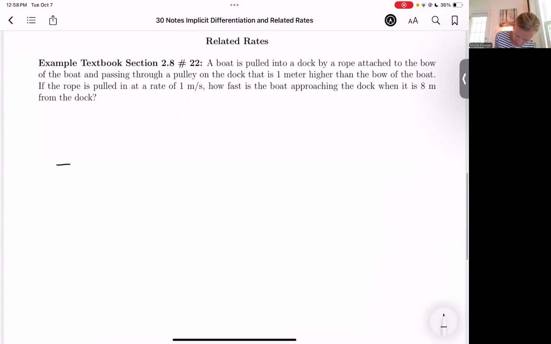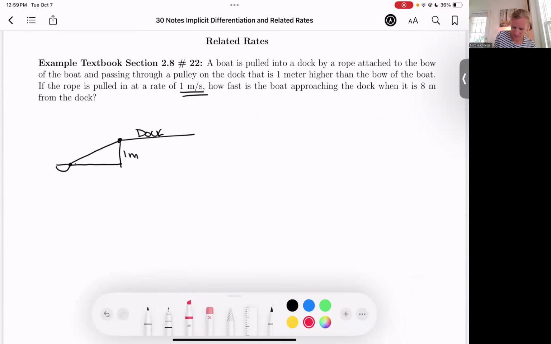So here we have a boat that's being pulled to a dock. The rope is attached to the front of the boat, and it passes through a pulley on the dock. The dock and the pulley are 1 meter higher than the bow of the boat. The rope is pulled in at a rate of 1 meter per second, and I want to know how quickly the boat is approaching the dock. So this part is moving at a rate of 1 meter per second, and we want to know how quickly this distance is changing, how quickly the boat is moving to the dock.